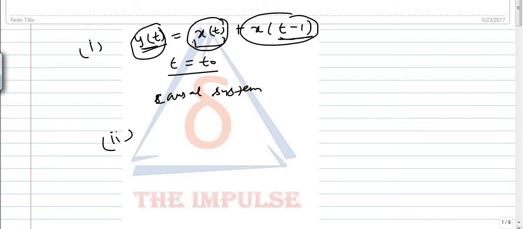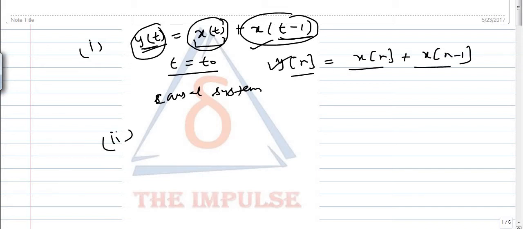If we change here, this is the continuous time signal, if we change it to a discrete time signal, then it will be something like this. This does not change the system configuration. If it is causal, then it will again be causal. There is no difference in this question whether the signal is a discrete time signal or a continuous time signal.